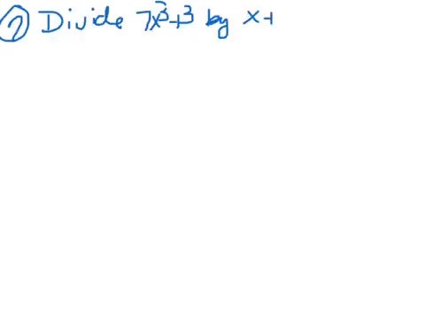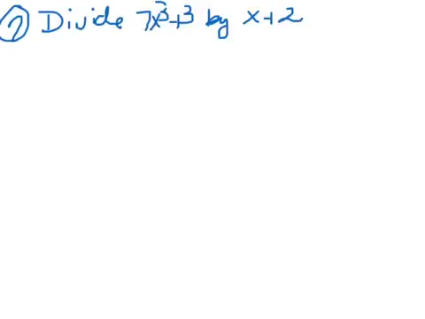So it says divide 7x cubed plus 3 by x plus 2. And again, if I don't write in all those missing terms, I'm probably going to have a mess when I get done, especially with both of them. It doesn't really matter. If I'm doing long division, I'm not thinking about the zeros.